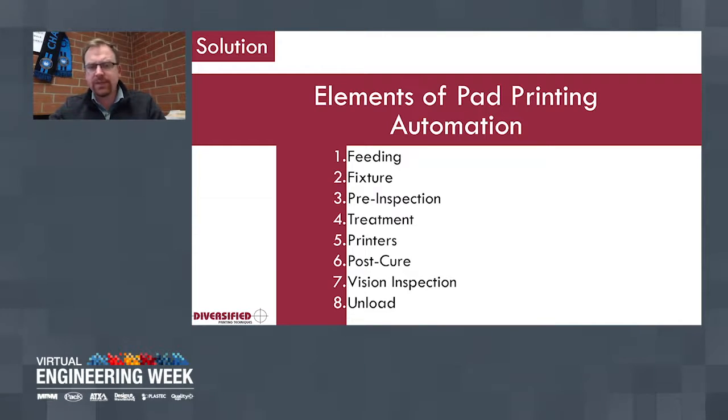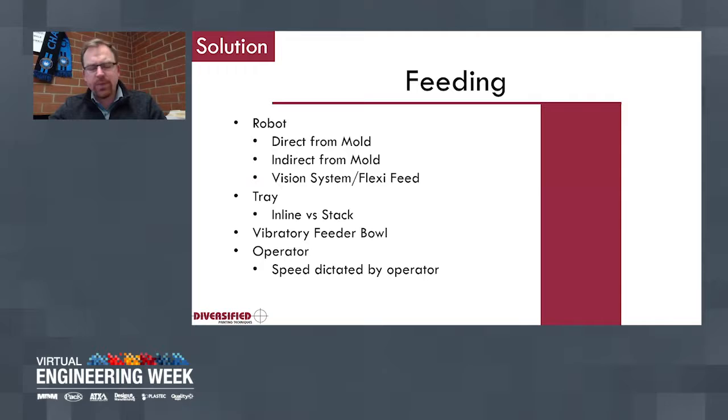So first we'll look at the feeding. There's so many different ways you can feed automation. You have robots, you have trays, you have vibratory bowls, and you have operators.